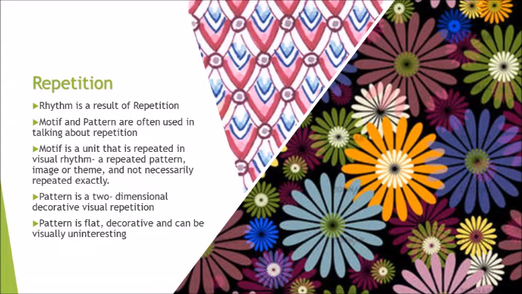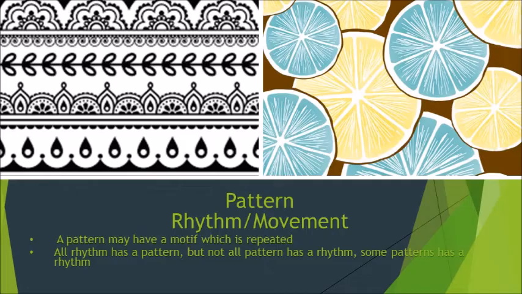Repetition. Rhythm is a result of repetition. Motif and pattern are often used in talking about repetition. A motif is a unit that is repeated in visual rhythm, a repeated pattern, image, or theme, and not necessarily repeated exactly. Pattern is a two-dimensional decorative visual repetition. Pattern is flat, decorative, and can be visually uninteresting.